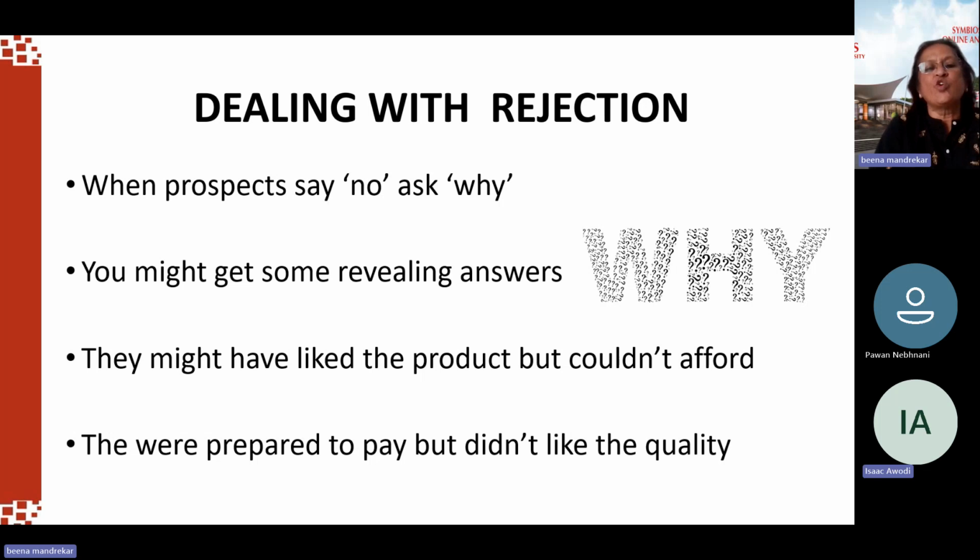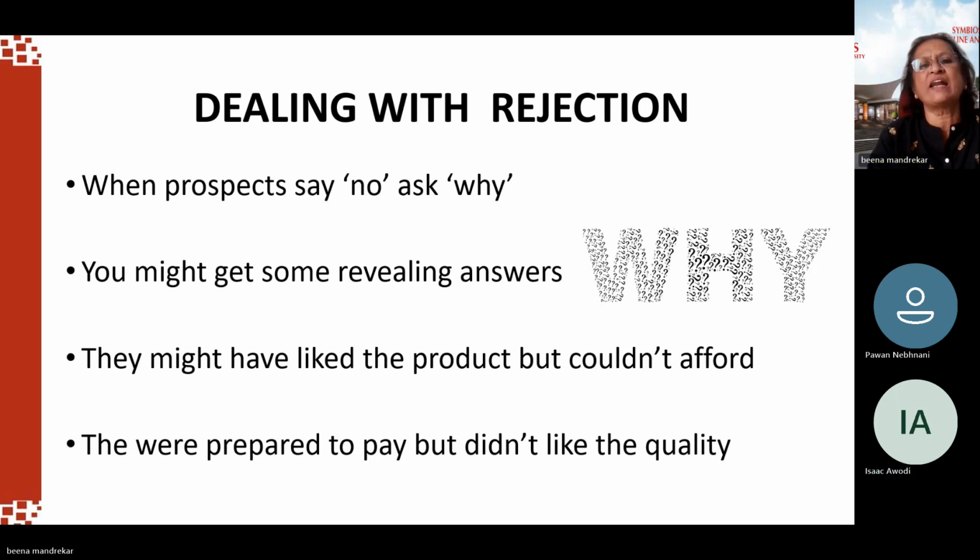When prospects say no, ask why. You might get some revealing answers. They might have liked the product but couldn't understand why. They were prepared to pay, but they didn't like the quality. Whatever. Just don't feel dejected when they say, no, we don't want to buy. Okay, thank you very much. Just like to know why. Oh, the product is very bad.